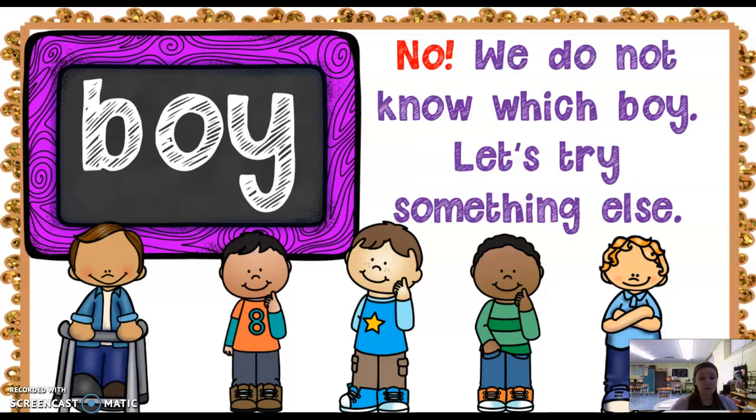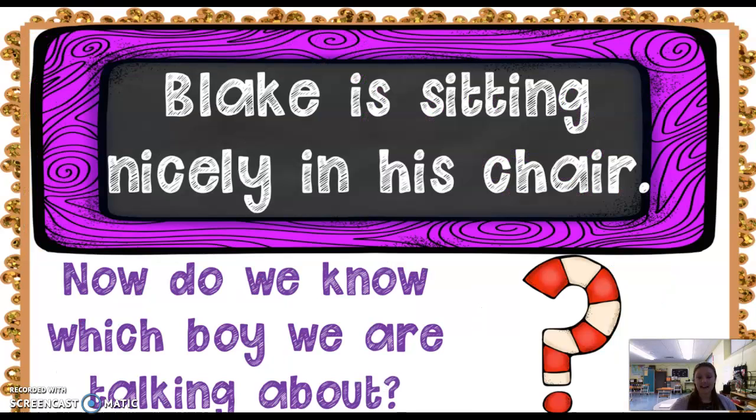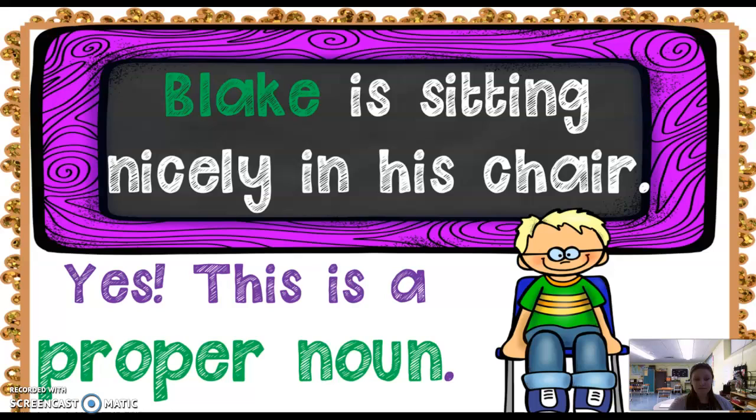No, we don't know which one. Let's try the sentence a little bit differently and see if we can figure out which boy was sitting nicely in his chair. Now the sentence says, Blake is sitting nicely in his chair. Now do we know which boy we're talking about? Yes, we know that we're talking about the boy named Blake.